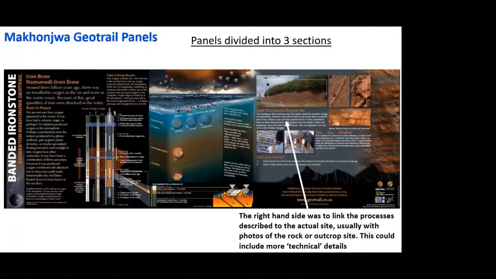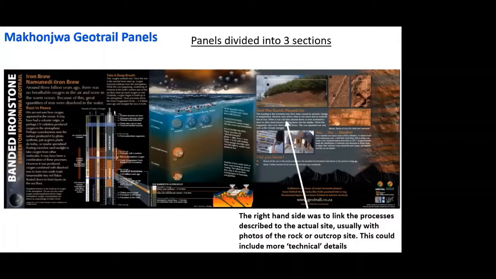the third part was specific to that site. These are pictures of the site. This is the overall picture and some details of the banded iron formation. So this was to bring the other two parts into focus at that particular point.